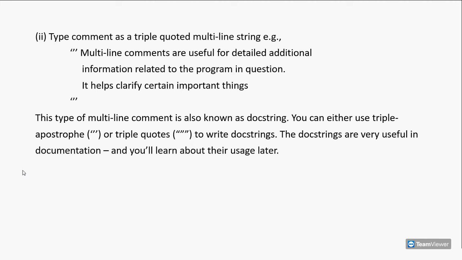Example, 3 lines that we want to put as multi-line comments, we have started with a triple quote, and then at the end of those we have again put the triple quotes. So this would designate a multi-line string. This type of multi-line comment is also known as a docstring. You can either use triple apostrophe or triple quotes to write docstrings. The docstrings are very useful in documentation, and you'll learn about their usage later.